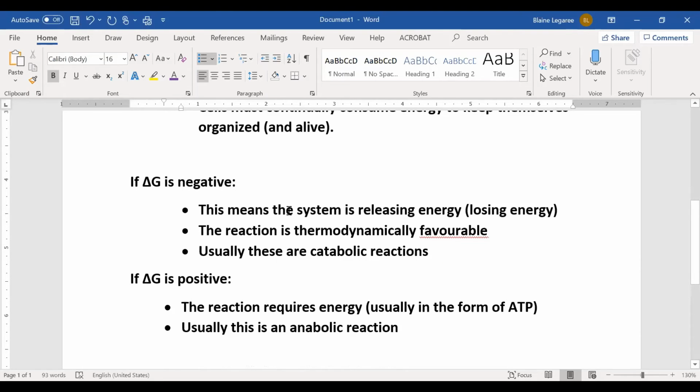Okay, so we're going to take a look at some things, and you're going to see some numbers for delta G's. And now you know how to interpret this. If it's negative, releasing energy. Positive requires ATP. That's how I want you to think about this.